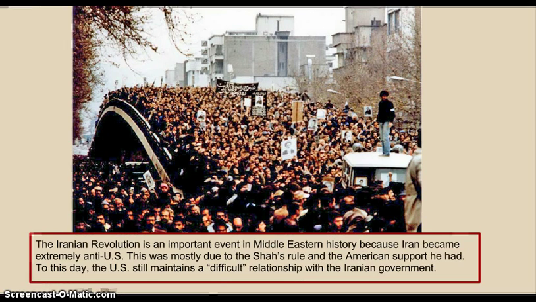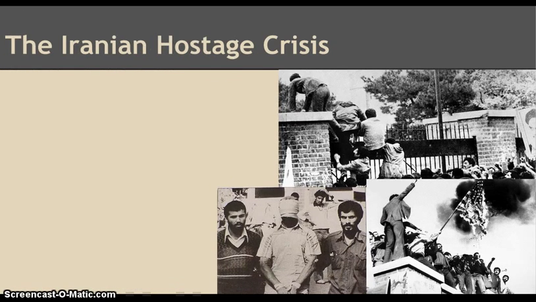Right, the Iranian Revolution was an important event in Middle Eastern history because Iran became extremely anti-U.S. This was mostly due to the Shah's rule and the American support he had. To this day, the U.S. still maintains, and I put it in quotes, a difficult relationship with the Iranian government. Right. This event kind of spills out of the Iranian Revolution.